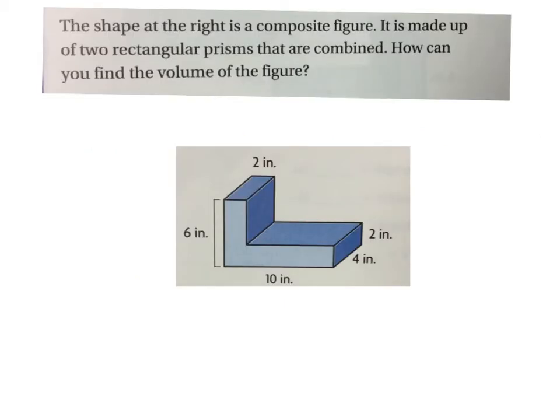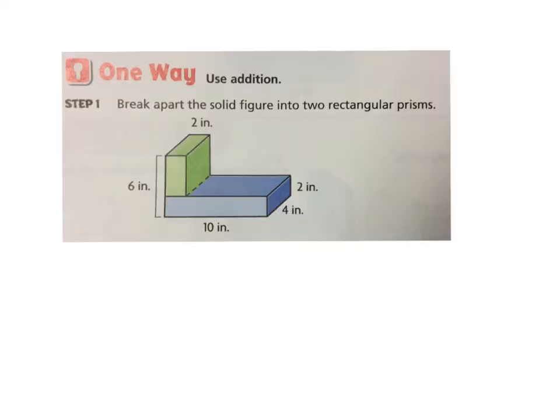It says, and you see this in your book too, the shape at the right, and of course during this presentation it's really at the bottom, is a composite figure. Composite figure is another word for composed figure, which is another word for combined figure, okay? It is made up of two rectangular prisms that are combined. How can you find the volume of this figure? Well, one way is we can use addition.